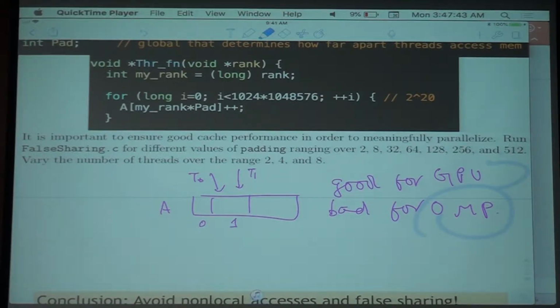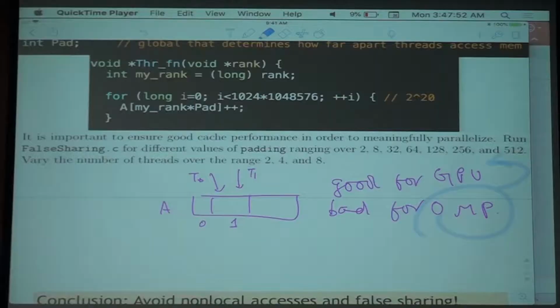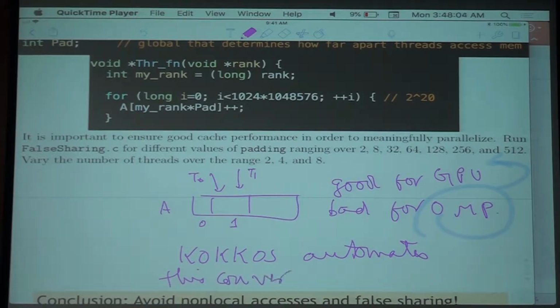Because the GPU's memory system has been designed that way, the memory is interleaved in such a way that adjacent threads accessing adjacent locations is supported. This is a problem also. So people sometimes write OpenMP code and try to migrate it to GPU. They'll have to do some work because the performance doesn't port. What is good for GPU is not good for OpenMP. And I told you about this system called Kokkos that automates this conversion with efficiency.